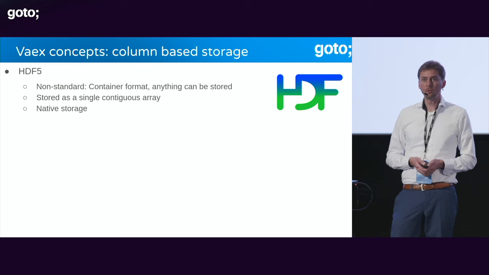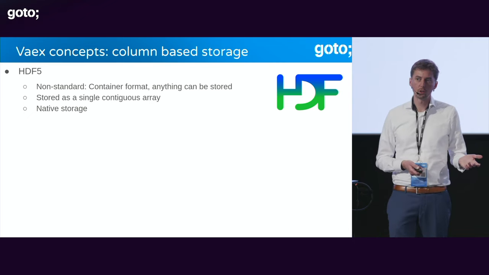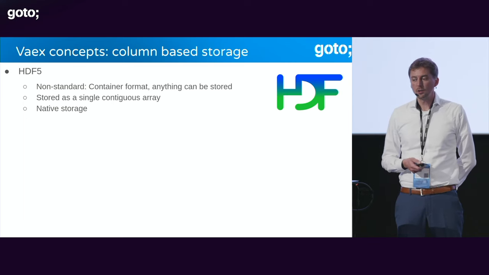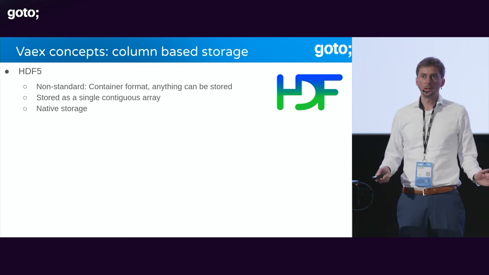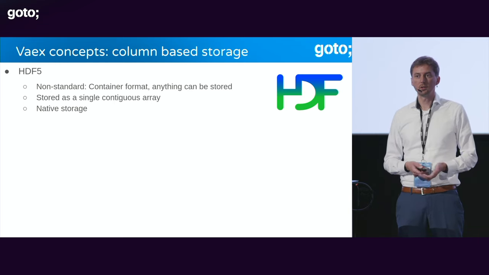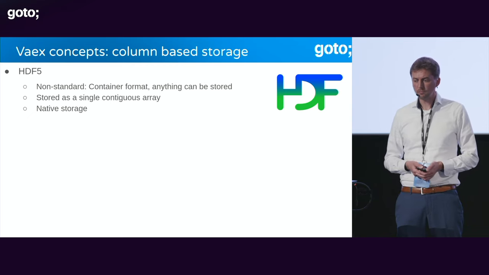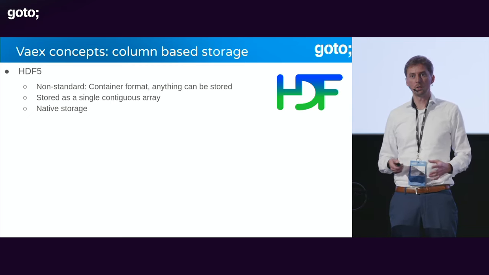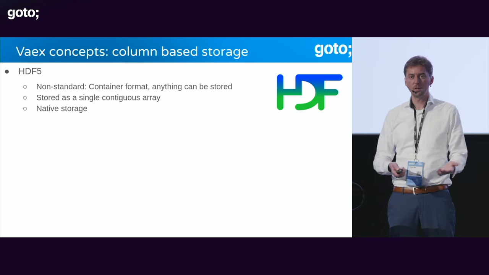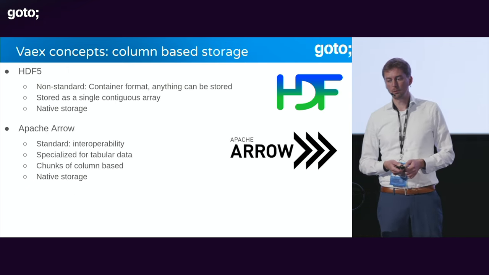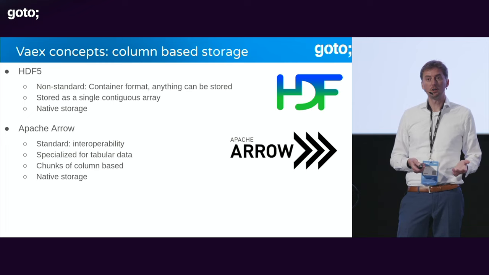We have support for a few file formats, so we started with HDF5. It's a container format, so you can store anything in it. The way we store it is our way of storing it. There's no standard on how you store a tabular data set in HDF5. But it's stored in a simple way. If I give you an HDF5 file and you just use an explorer, you'll probably find how you can access the data. We also support Apache Arrow, which is specialized for tabular data.